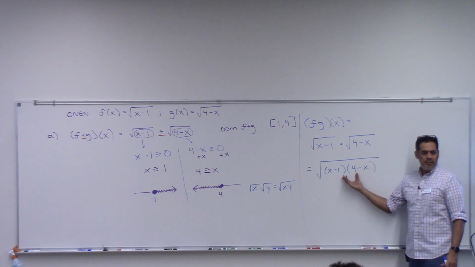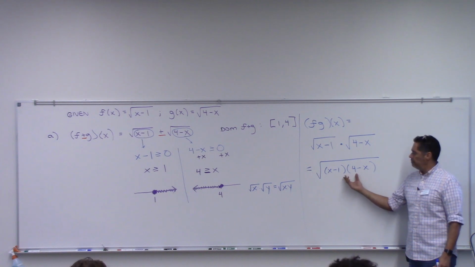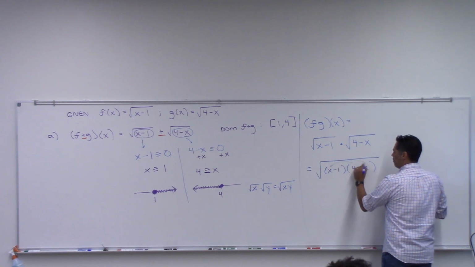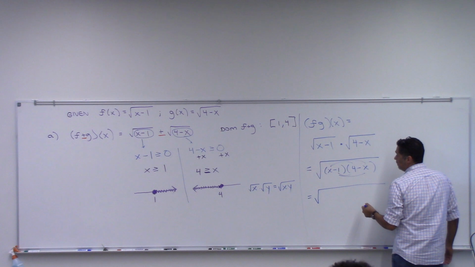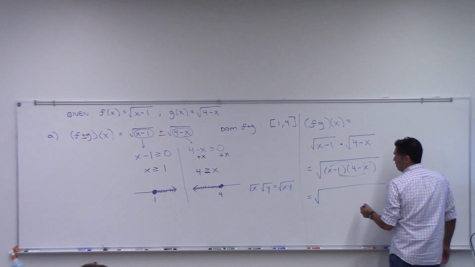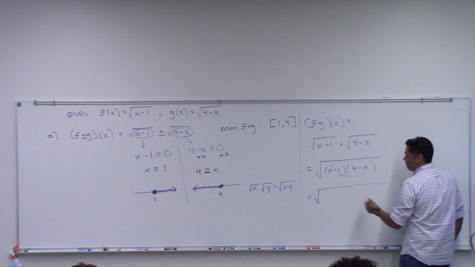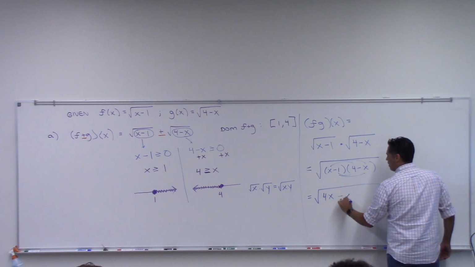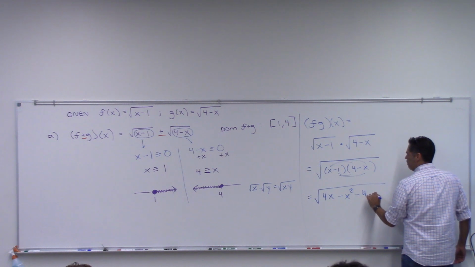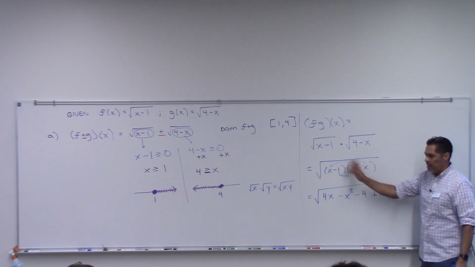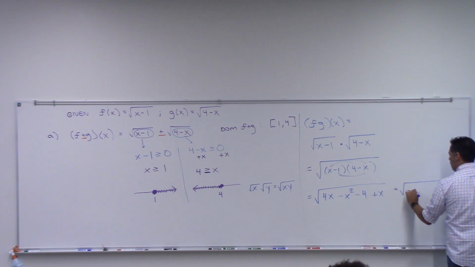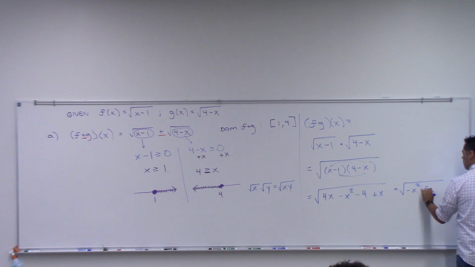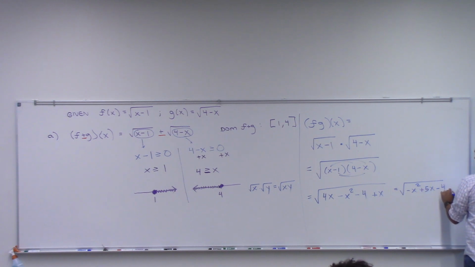And couldn't we multiply this out? We could, right? We can multiply this out. So if I multiply this out, let's see what we get. Okay, 4x minus x squared minus 4 plus x. There we go. So I did the expansion, and I'm going to collect like terms. I'll put it in descending order: negative x squared plus 5x minus 4. There we go. That is the product of those two.